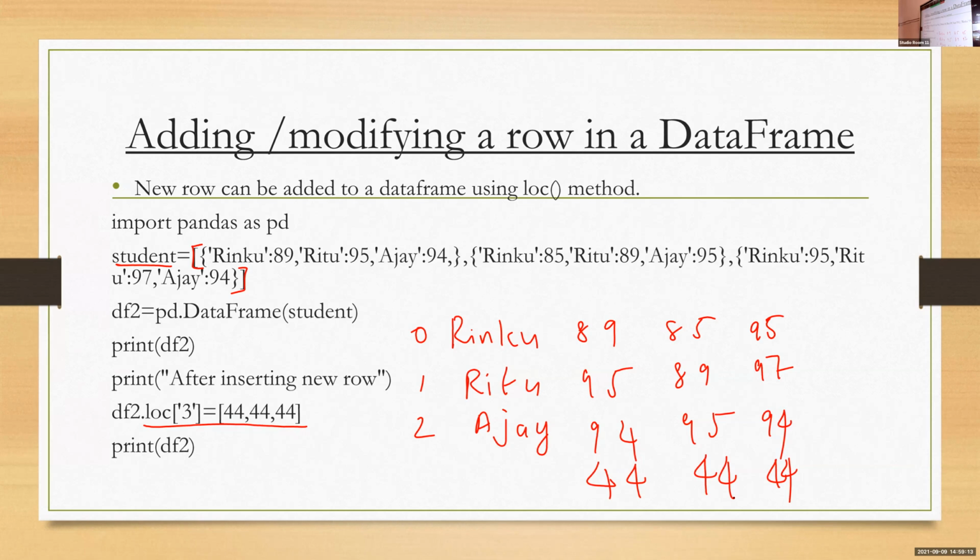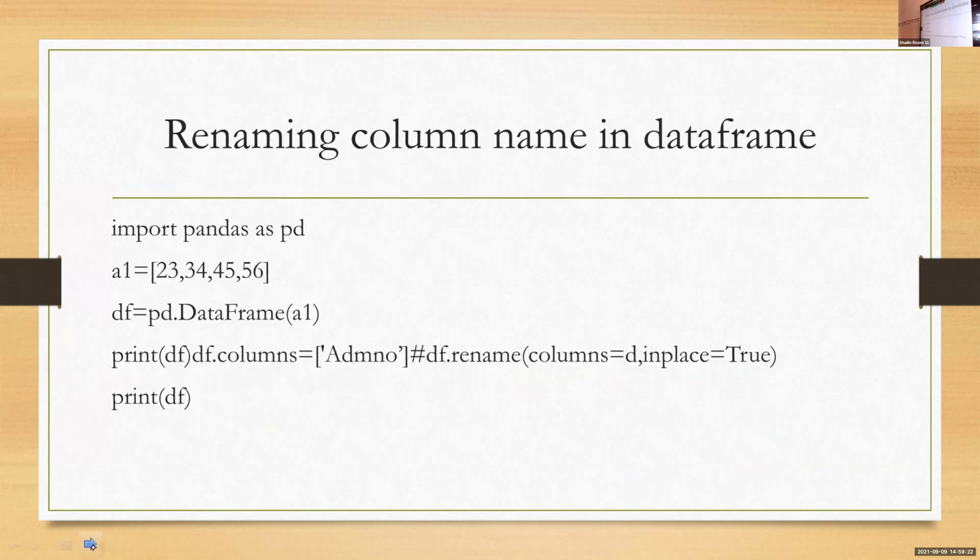One more option is there with this loc, and we are using iloc also. I will explain that loc and iloc in detail. So write the next heading: renaming column name in data frame. After that, I will explain loc and iloc. Just before, we discussed row naming. Row naming is done using set index or reset index. So next it is renaming column name in data frame.